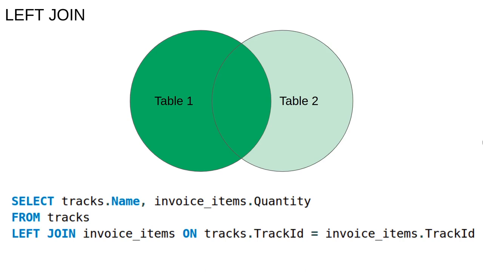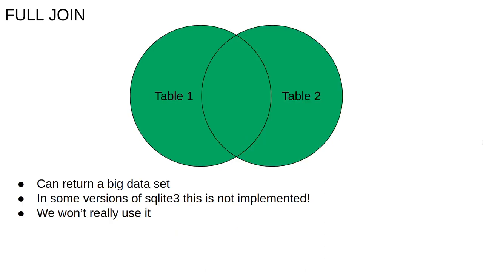There is also a right join, which works in the same way, but it's less often used and sometimes not even available. If you want a right join, just use left join with the names of the tables swapped. The full join, also called full outer join keyword, returns all records where there is a match in the left or the right table. This can potentially print a lot of data. In some versions of SQLite, for example the version on my laptop, this is not actually implemented, and as you might guess, using full joins is not very common.